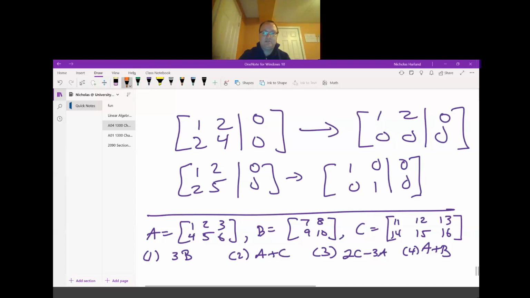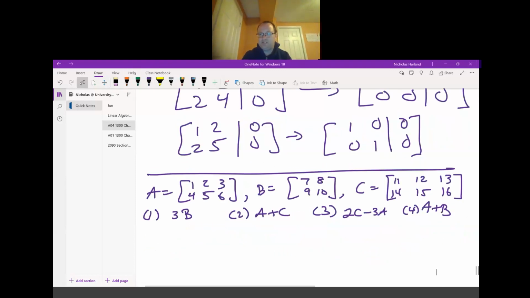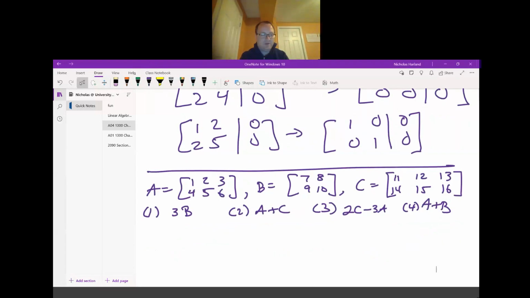All right, so a lot of people are saying the fourth one is not possible. So since everyone wants to focus, and by everyone I mean the 3 or 4 people who typed it in the chat, seems to want to focus on the fourth one, we'll start there. Why is A plus B not possible?